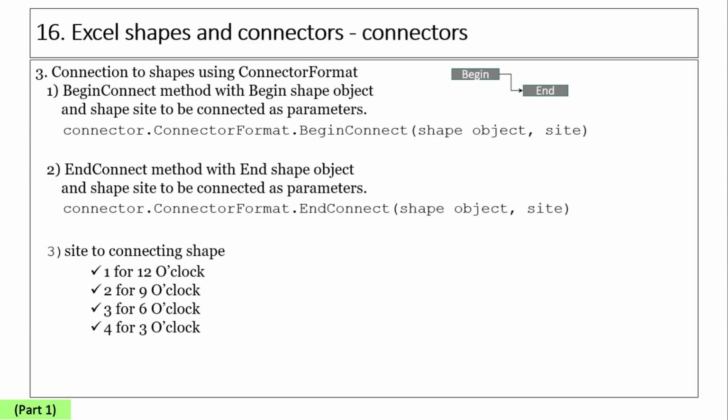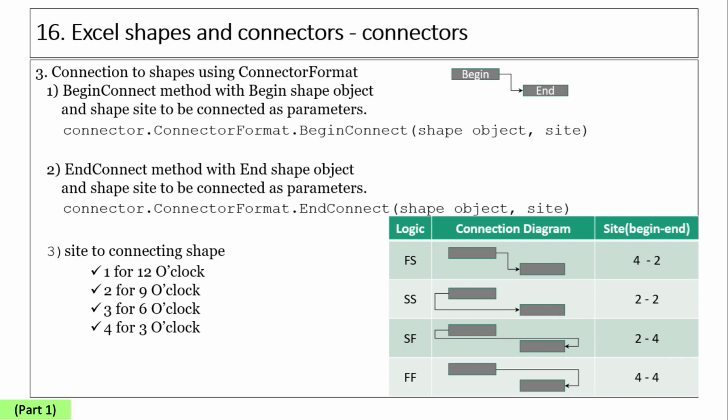This is determined by the relationship logic. For example, FS logic is represented by site 4 in the begin bar and by site 2 in the end bar. The table illustrates how to connect shapes per different relationship logic.